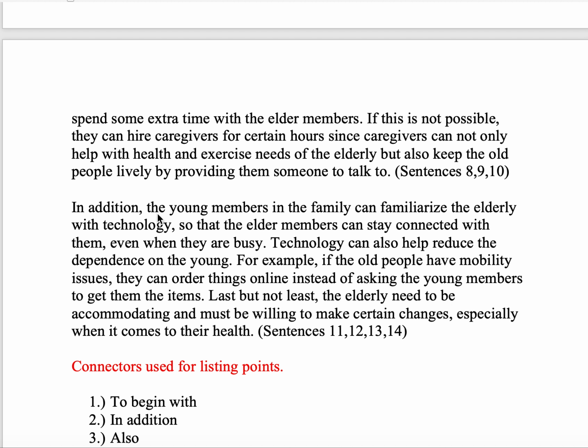Last but not least, the elderly need to be accommodating and must be willing to make certain changes, especially when it comes to their health. So elderly have to see that they make certain changes when it comes to their health. They should not fuss about and should do all things in which they can remain healthy and active. So that is one change that the elderly can also bring in themselves.